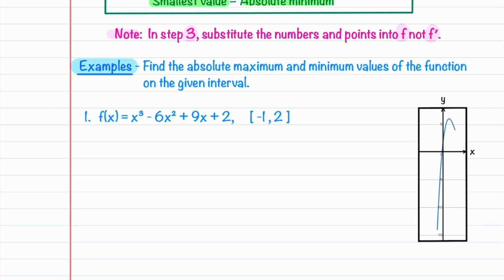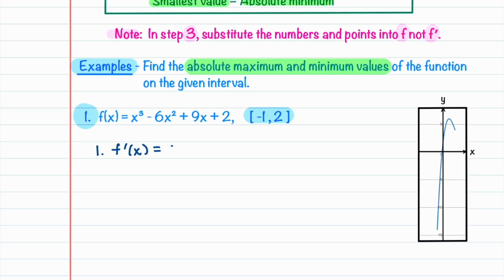We are going to find absolute maximum and minimum values of our function on the given interval. Our first example is the function f of x is equal to x cubed minus 6x squared plus 9x plus 2, and then the closed interval that we're given is from -1 to 2. The first step in our closed interval method is to find the critical numbers.